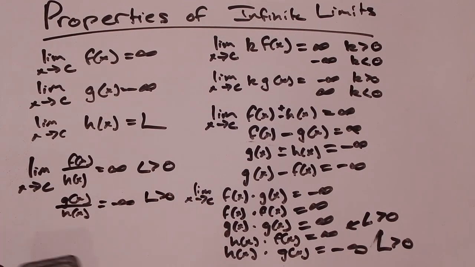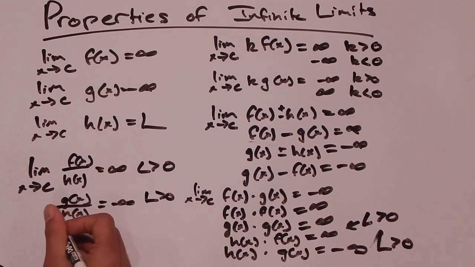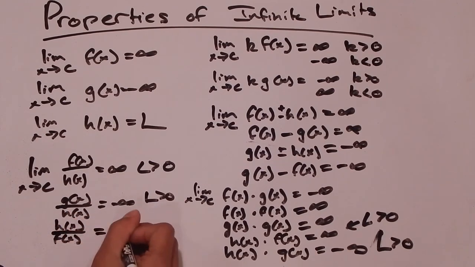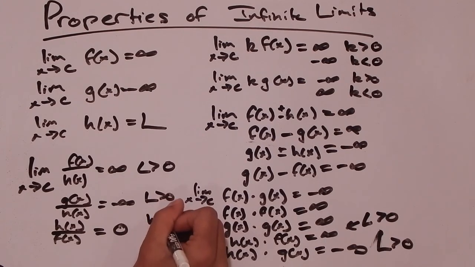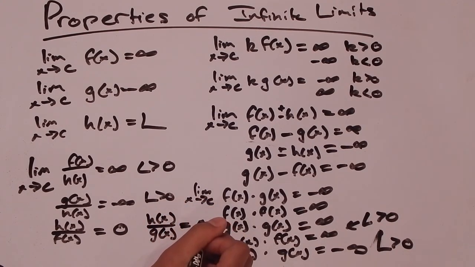Now, these are the important ones right here, and they're still pretty obvious. This is going to be 0, h of x over f of x. If you have some number over another number that has infinite magnitude, you're going to get 0. And similarly here, h of x over g of x will also be 0.